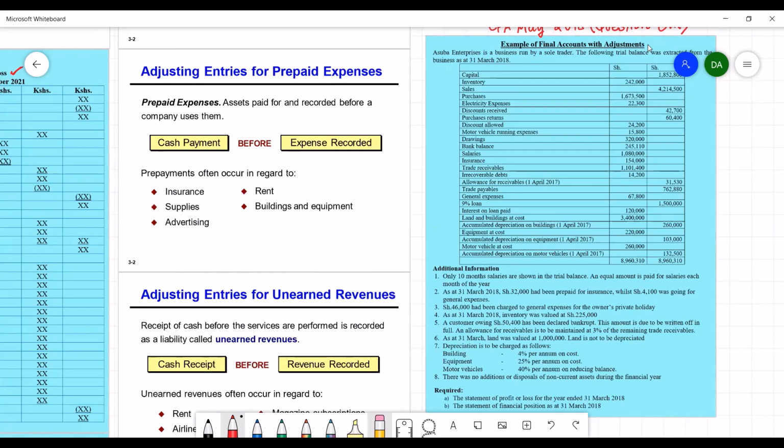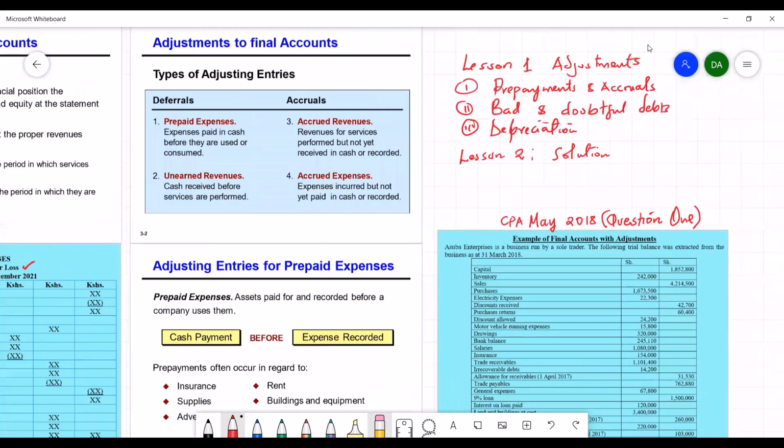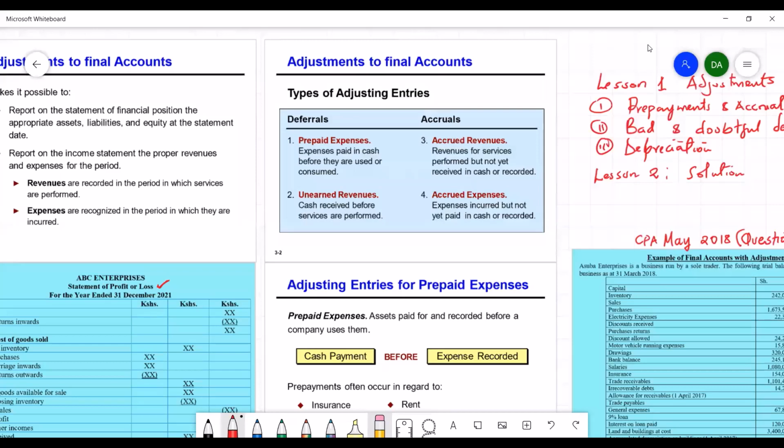Now, the two lessons are coming as a package, because you need to understand lesson number 1 to be able to use it to answer a question in lesson number 2. Therefore, it is advisable that you follow lesson 1, then proceed to lesson 2, so that you understand this particular concept very well. I'm starting with lesson number 1.